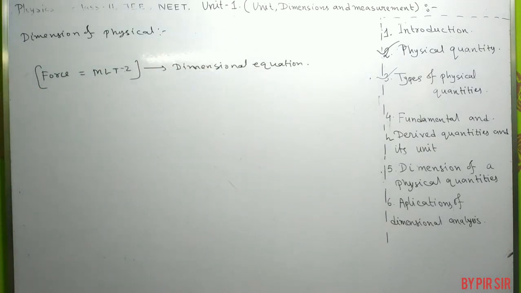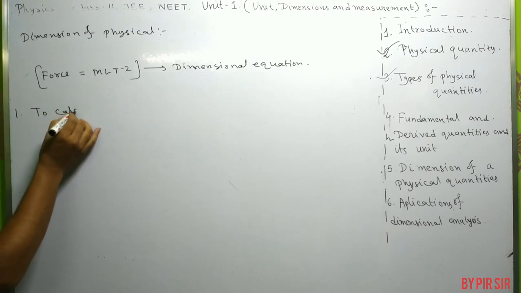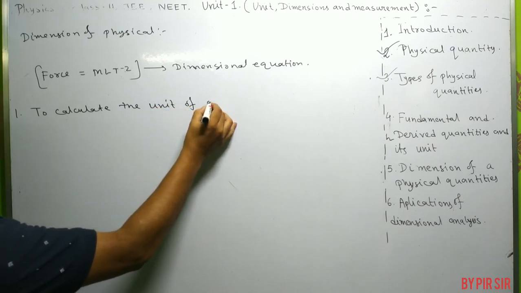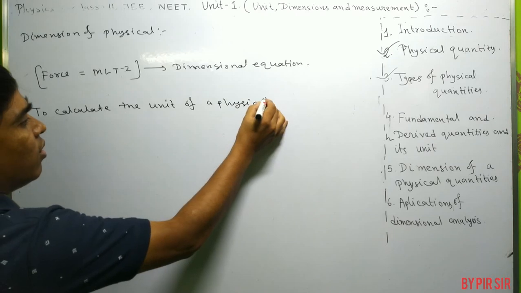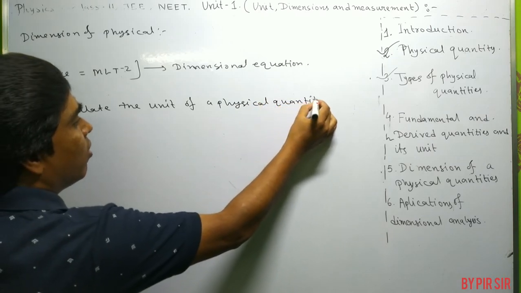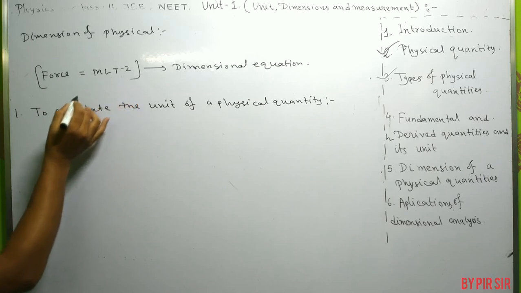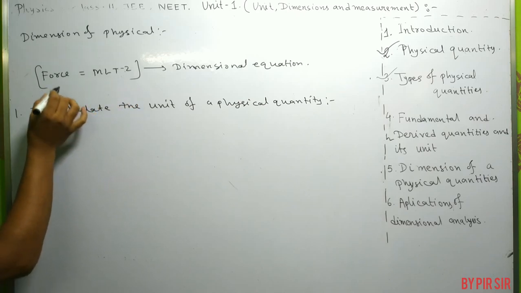There are many functions of the dimensional equation. One is to calculate the unit of a physical quantity. You can find out the unit of a physical quantity with the help of the dimensional equation. So suppose force: what will be the unit of force? With the help of the dimensional equation, you can easily calculate the unit of force.